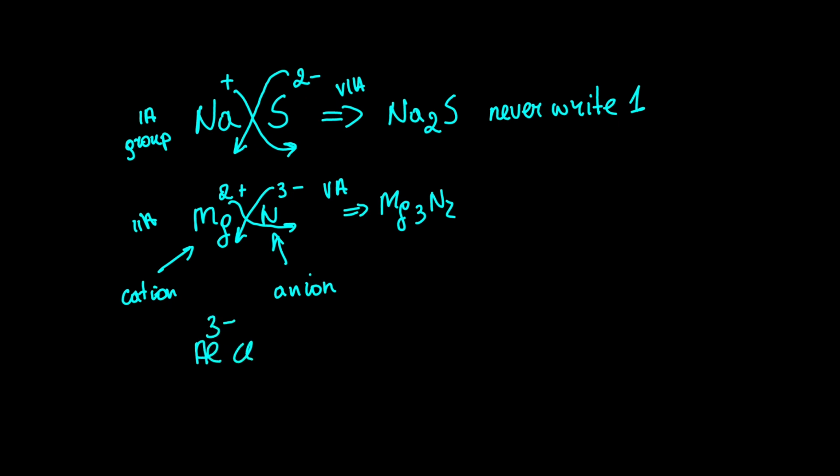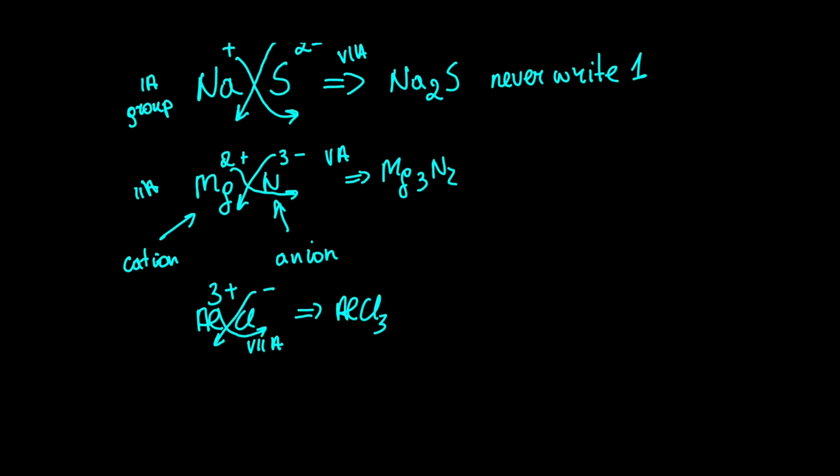Next, let's say we have aluminium and chlorine. Aluminium charge is 3 plus and chlorine is -1 because it's in a 7A group. Once again, we're doing crisscross method and we get AlCl3 formula. Remember that we don't need to write one in chemistry.